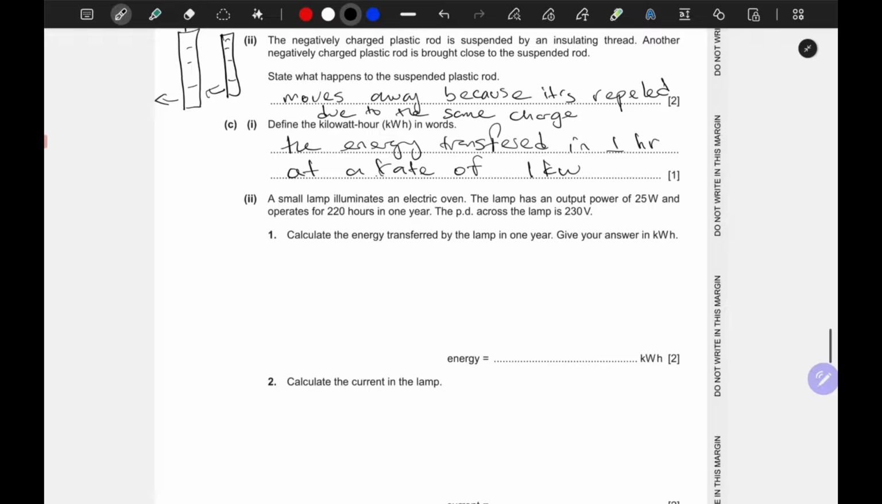A small lamp illuminates an electric oven. The lamp has an output power of 25 and operates for 220 hours in a year. The PD across the lamp is 230 volts. Calculate the energy transferred by the lamp in 1 year. Give your answers in kilowatt hours. Okay.